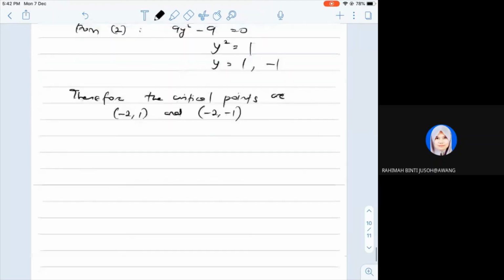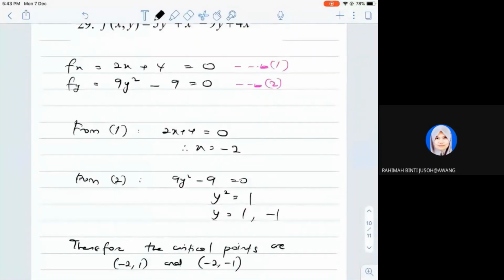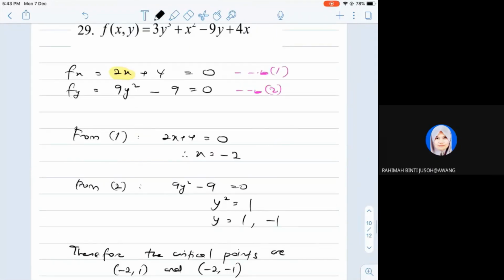Okay, so the next step is to find fxx. Differentiate again with respect to x. Differentiate this with respect to x, and we get 2. Then fxy: differentiate again with respect to y.